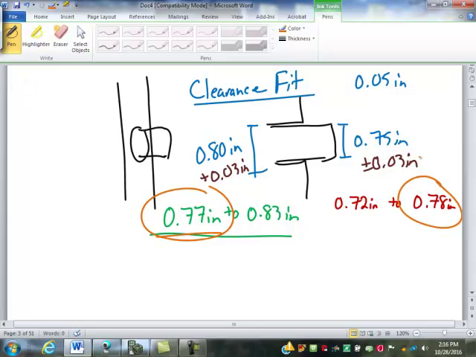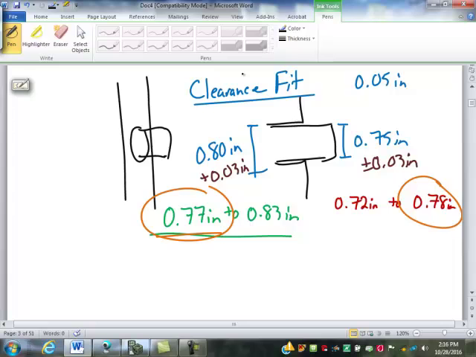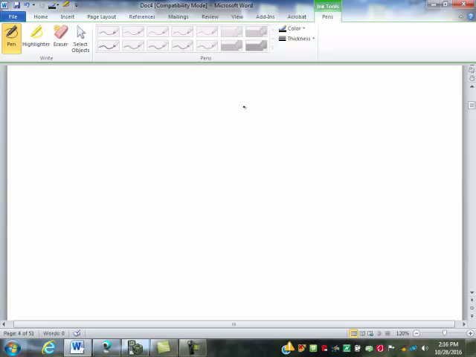So if you happen to end up with the hole being manufactured on the small end and the bolt on the large end, they're not going to interact well. Well, they're not going to interact at all. It's going to be useless. So let's take a look at how the math works on that clearance fit.